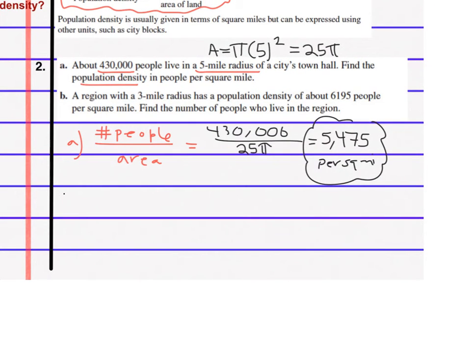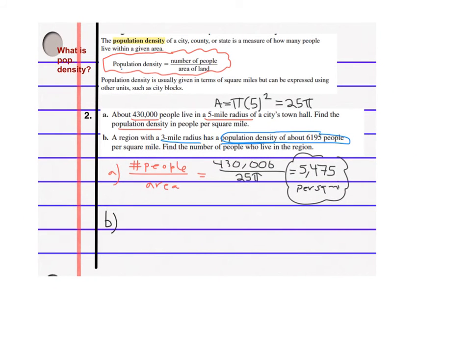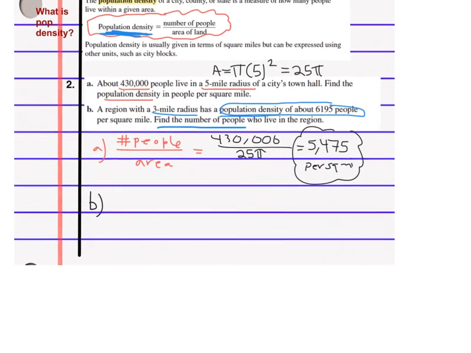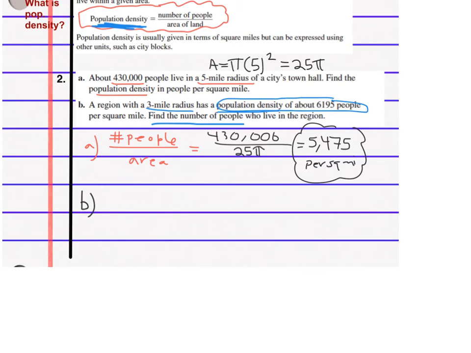Okay, part B, we are looking at the same concept, population density. Now we're getting different information. A region with a 3-mile radius has a population density of 6,195. So if you think about your formula, they are giving us the population density, the answer, and we are trying to find the number of people. So I'm going to put that in: 6,195 equals the people, which we don't know, you can put an X if you want, divided by the area.